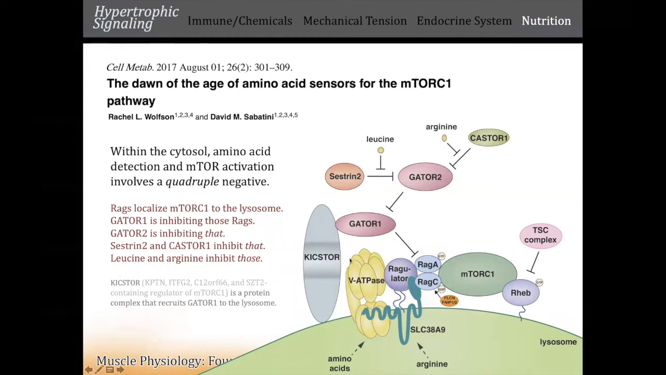So GATOR1, this is the main spot of protein sensing out here in the cytoplasm. The single primary spot of protein sensing, if you're going to identify one, is GATOR1. And GATOR1 is inhibiting this. So GATOR1 is inhibiting RAG's mobilization of mTOR. Now, and KICSTOR, I'm never going to ask about this, but this recruits GATOR1 to the lysosome, just so you know what it is when you see it.